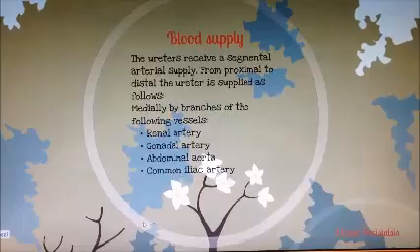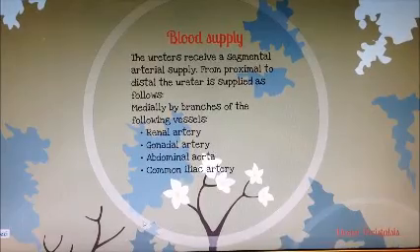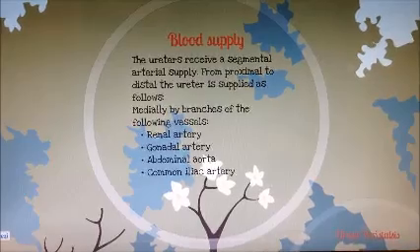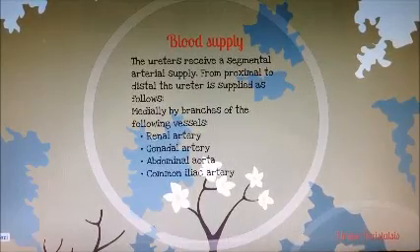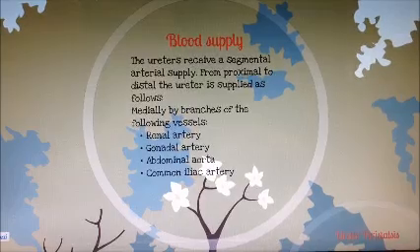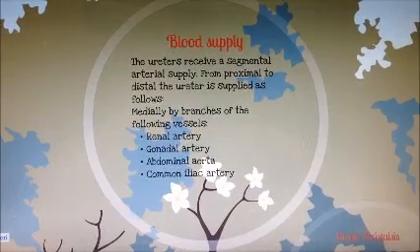Blood supply. The ureters receive a segmental arterial supply. From proximal to distal, the ureter is supplied as follows: medially by branches of the following vessels: renal artery, gonadal artery, abdominal aorta, and common iliac artery.